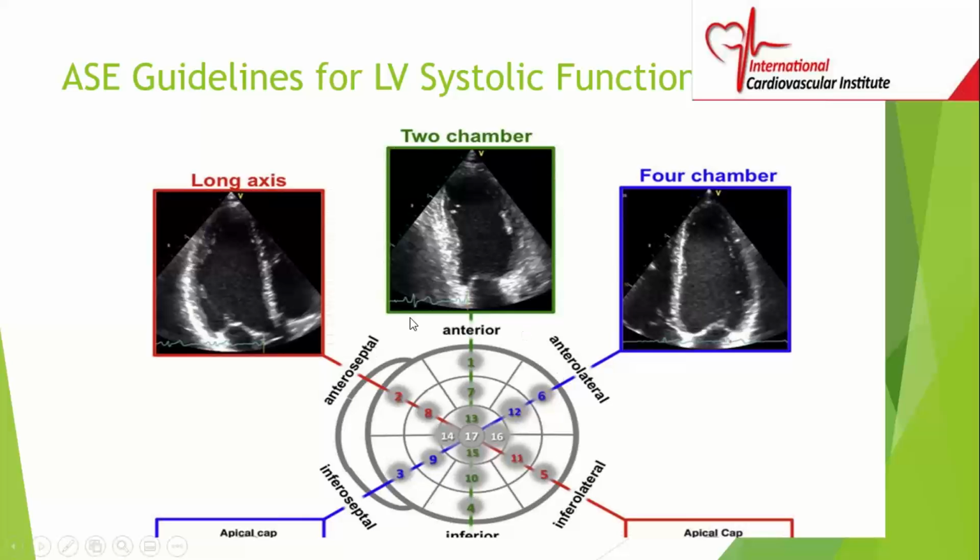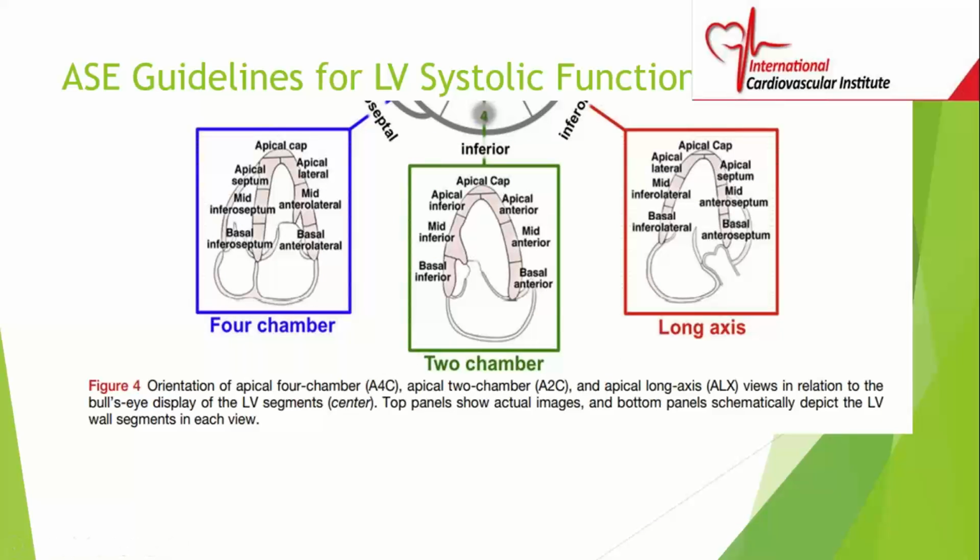So if you remember how you do your cut, then you can name the segments. You should try and master naming these segments, because it's important. And the majority of cases of abnormal wall motion are because of coronary artery disease, even though we talk about myocarditis, Takotsubo, sarcoidosis. Coronary artery disease is the most common cause of regional wall motion abnormalities.